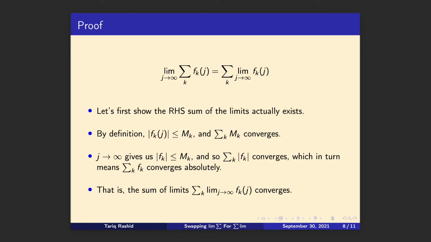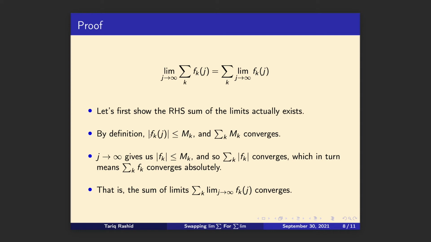So this is what we're trying to prove, that the limit as j goes to infinity of this sum over k of fkj is the sum of the limits of fkj. So before we dive in, we just want to show that this thing actually exists. If it doesn't exist, then we can stop working there. So that's our first task. And that's not too difficult.